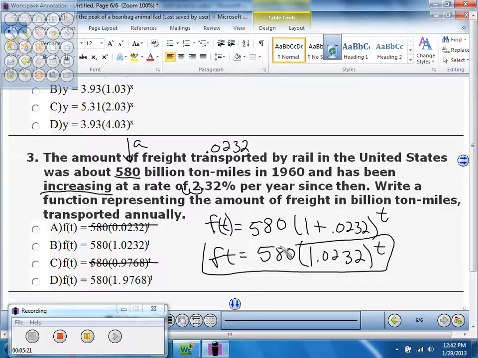Now to use it, again, we could plug in any number of years we wanted to, assuming that this still holds. So if we wanted to figure out in 1970 what it's worth, we'd put in 10, and so on.